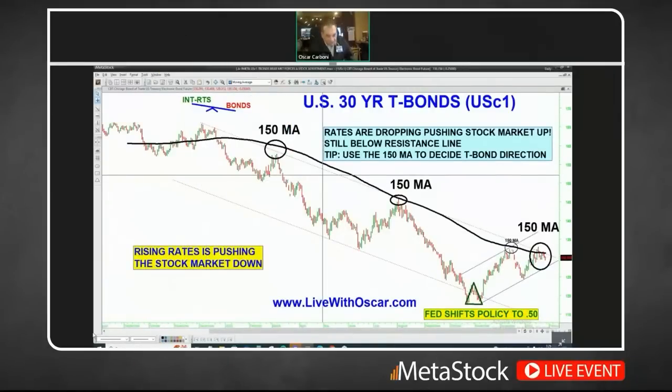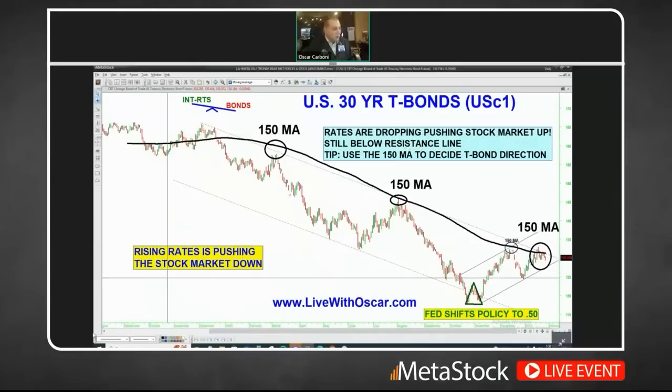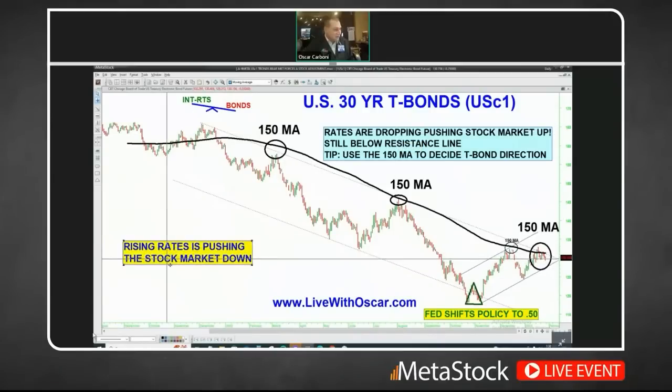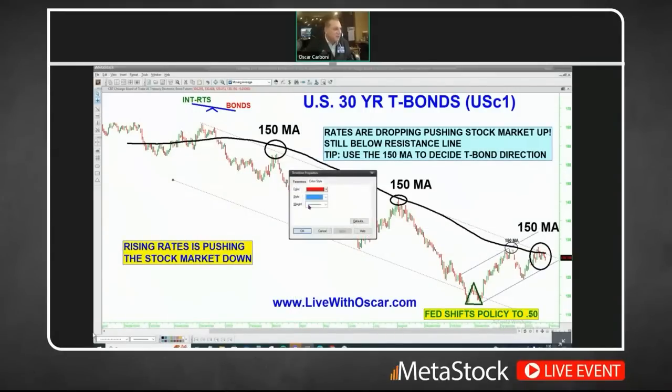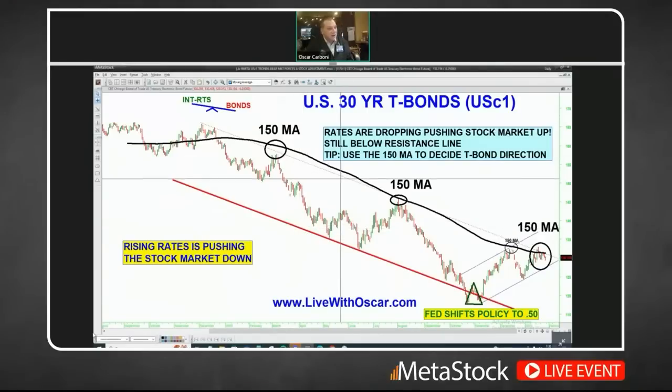What's next? 30-year T-bonds. Rates are dropping, pushing the stock market up. Isn't that interesting? Because when we looked at this chart last, we said rates are rising. It's pushing the stock market down because that's what the chart was doing. So how do I know that? Well, look at this ugly channel. Yeah, I'll just do the bottom of the channel line. You can see the top one. All right. So look at this ugly, ugly channel.